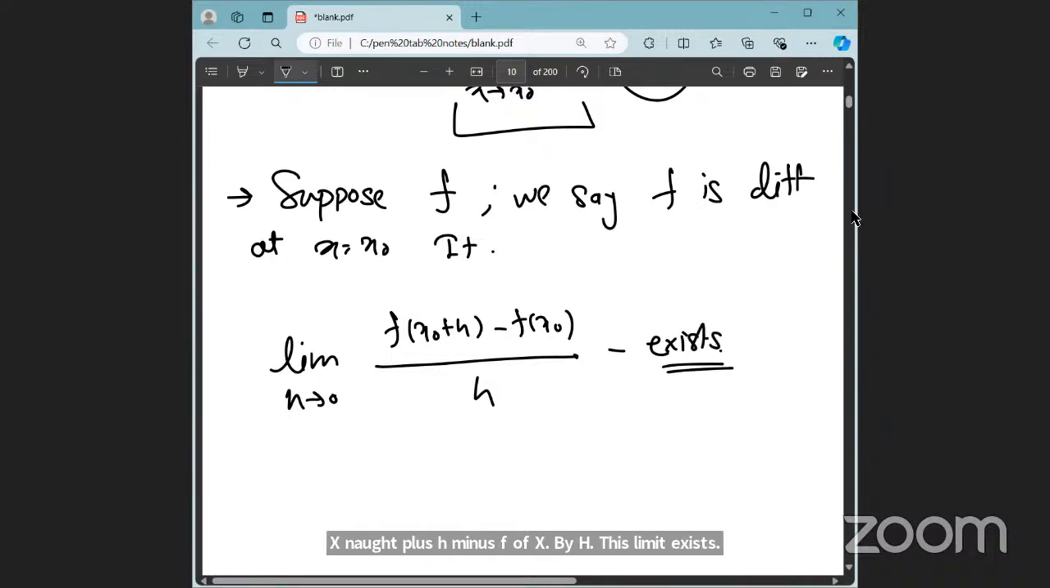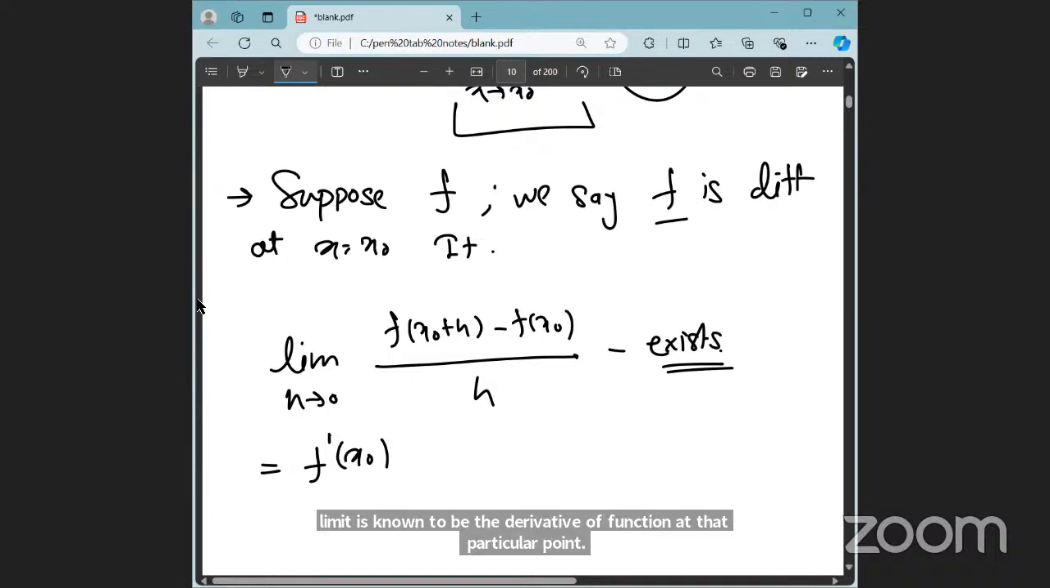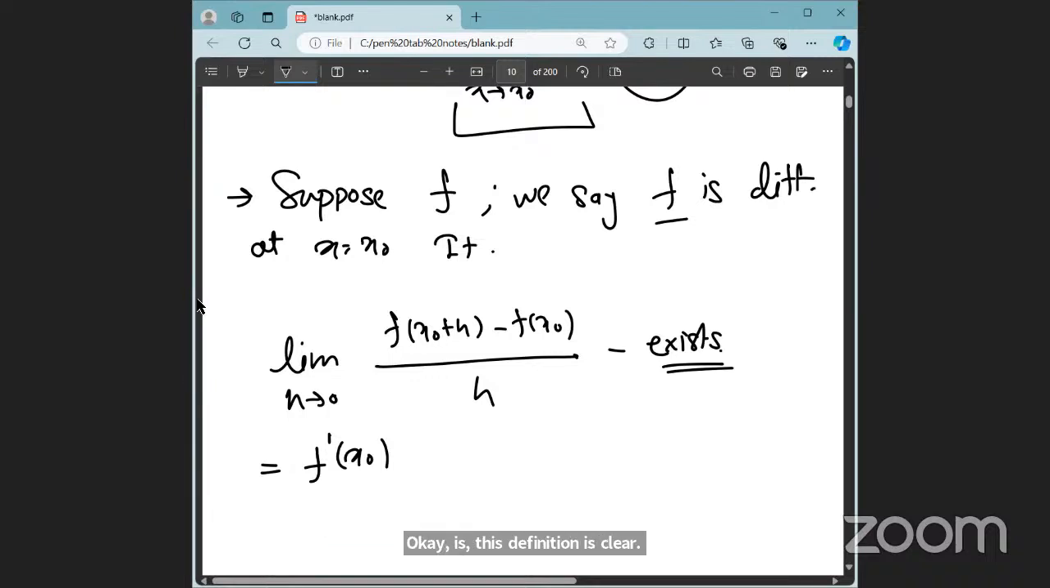So if this particular limit exists, then we say that f is differentiable at x naught, and whatever value we get after evaluating that limit is known as the derivative of the function at that particular point x. Is this definition clear? Differentiability, on a theoretical basis, is nothing but a particular type of limit. What type of limit? The limit of this quotient function. This is something like a quotient, right?